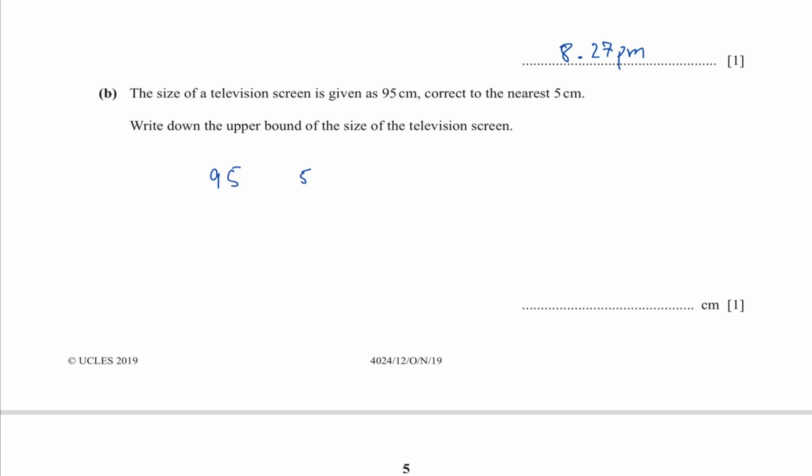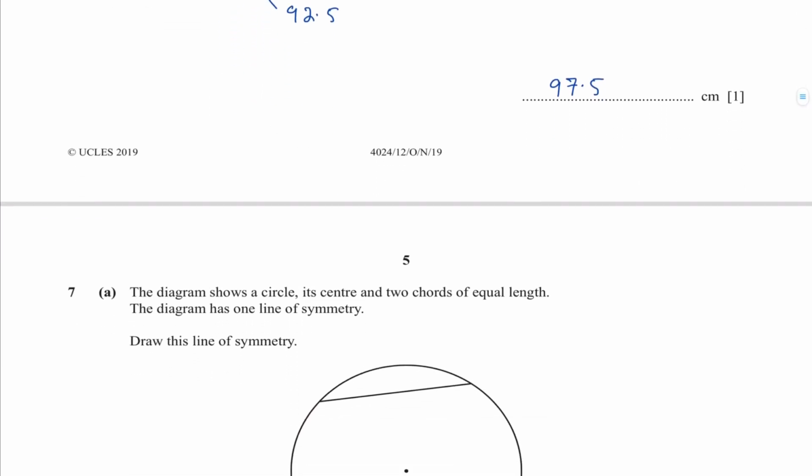So we can see that this is rounded off to the nearest 5 centimeters. So we split 5 two ways and we get 2.5. Now for the upper bound, I'm going to add 2.5, which is going to give me 97.5. And if the question had asked for lower bound, we would have subtracted 2.5, and that would have given us 92.5. So 97.5 centimeters is our upper bound.